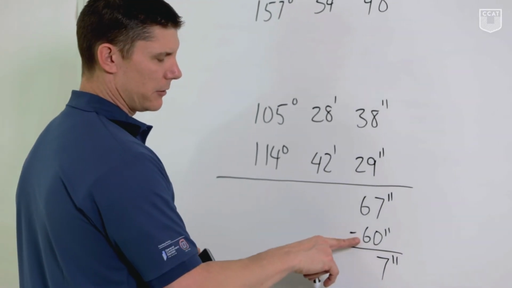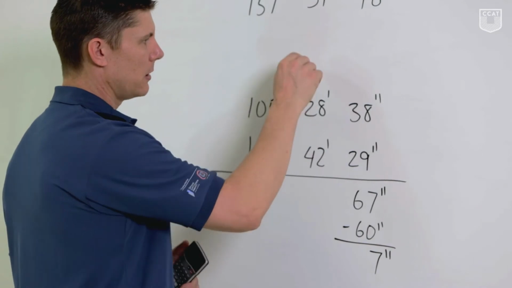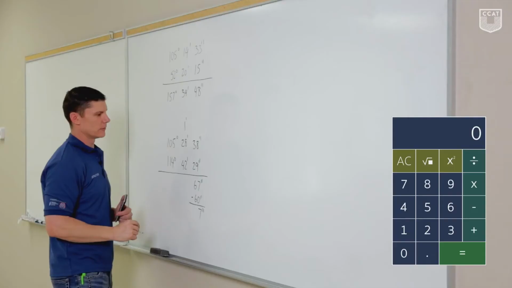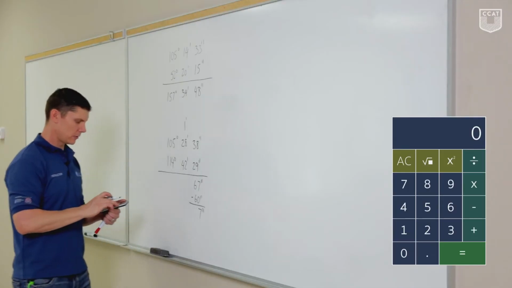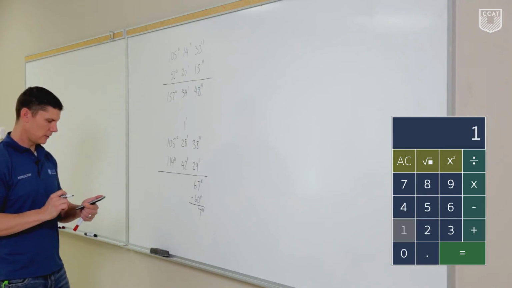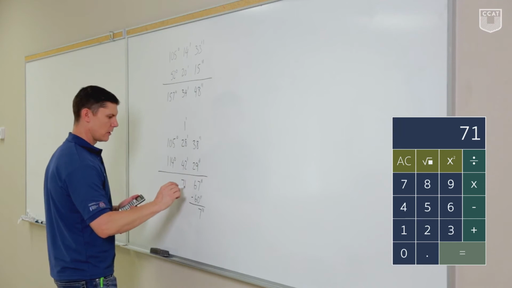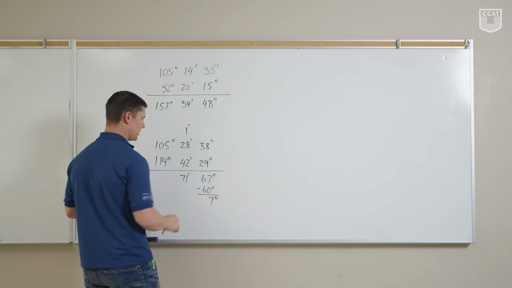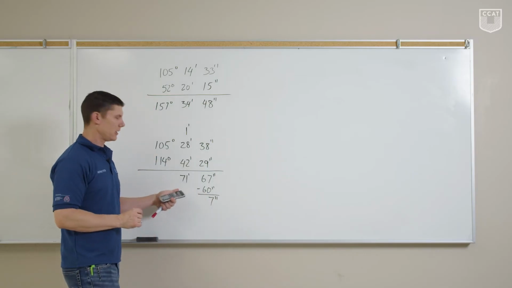And then that's 60 right there. 60 seconds equals 1 minute. So we're going to add 1 minute up at the top here. We'll do the same thing over here. We'll go 42 plus 28 plus 1 equals 71. 71 minutes. Again, we're over our 59.